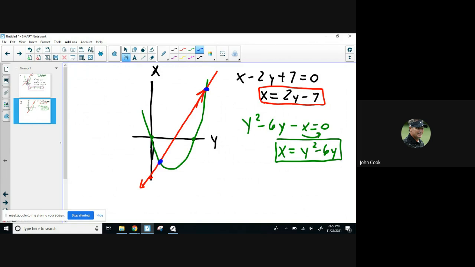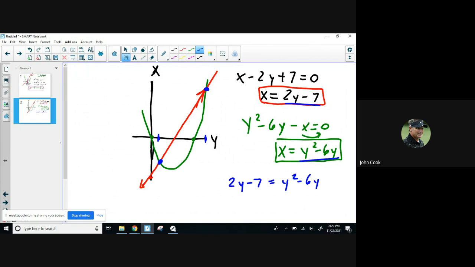And I better find out where those intersection points are. So what I'm going to do is take my two equations and set them equal to each other to solve for the corresponding y values, along the y-axis where they intersect. So let's find those. Set them equal. So we've got 2y minus 7 equals y squared minus 6y.